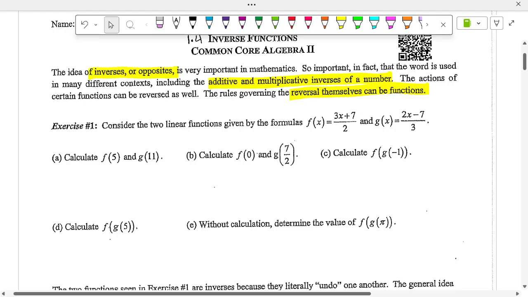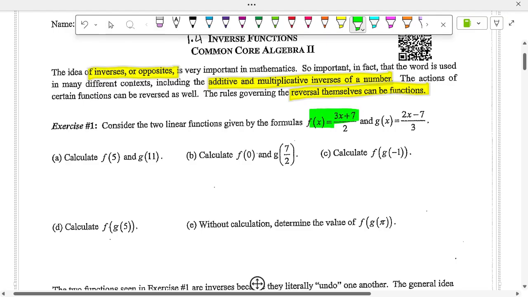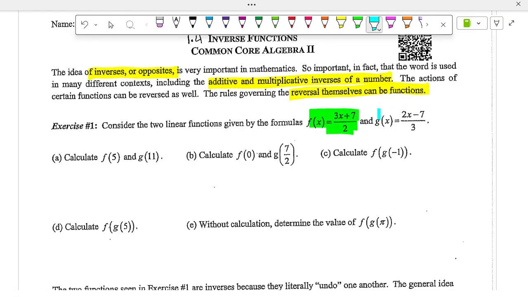All right. So we're going to consider these two linear functions, f of x and g of x. We are going to first calculate f of 5 and g of 11. All right, so we know how to evaluate functions, right? We're all good on the concept of evaluating. Take a minute, evaluate those two. Plug in 5 for f of x, plug in 11 for g of x.